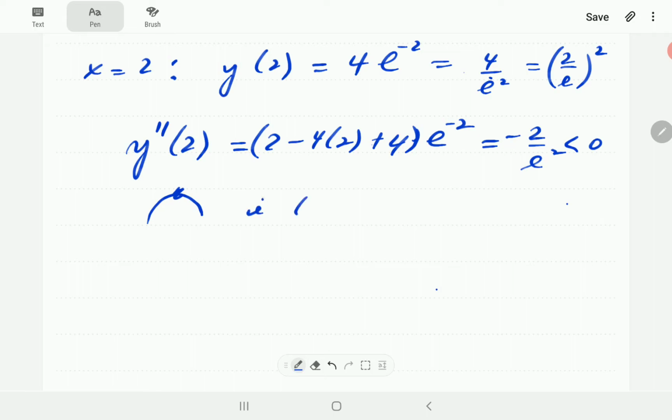So we have 4 over e squared, which is the y coordinate. So this is a local maximum. Okay, so we have characterized, or found the nature of, our two stationary points.